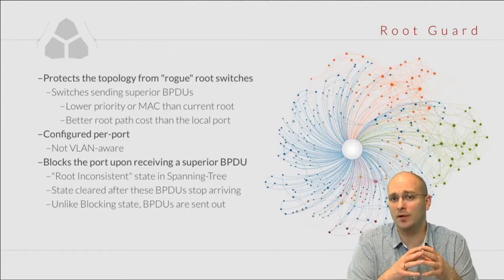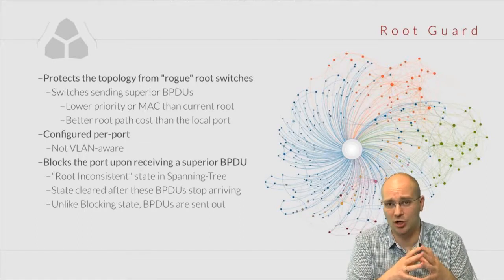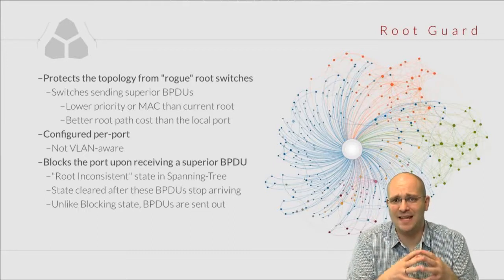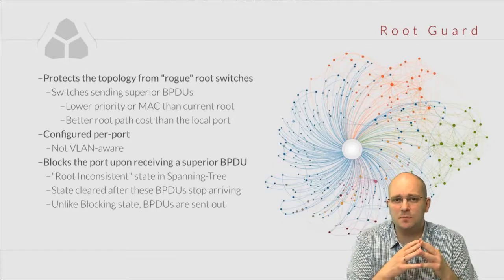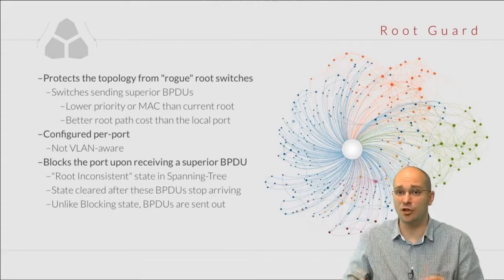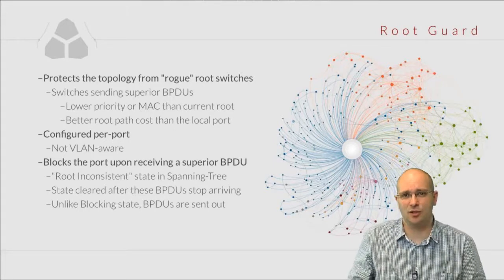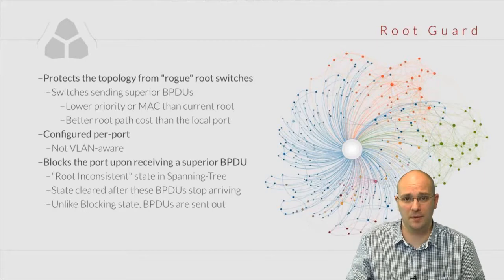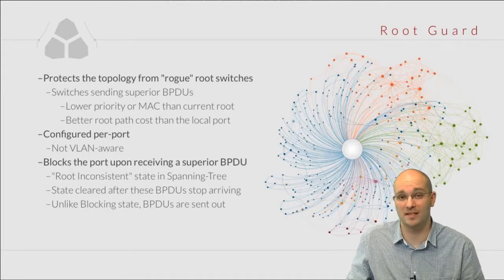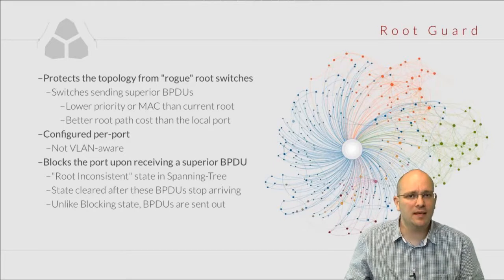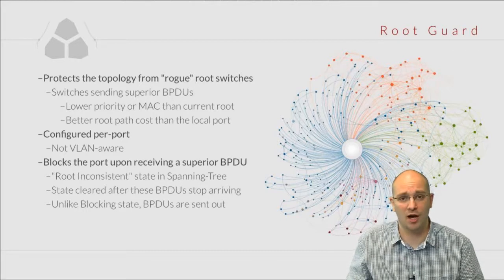When a superior BPDU is received on a port with RootGuard enabled, this port is going to be moved into a spanning tree root inconsistent state. This is a special state that doesn't exist in the standard definition of spanning tree, and in this state the local port will still be sending the local BPDUs, but all the traffic coming in on that port and all the BPDUs received on that port are going to be ignored if they are superior to our own local copy of the best BPDU. This state can be easily cleared from the port if we simply stop receiving the superior BPDUs from another switch.